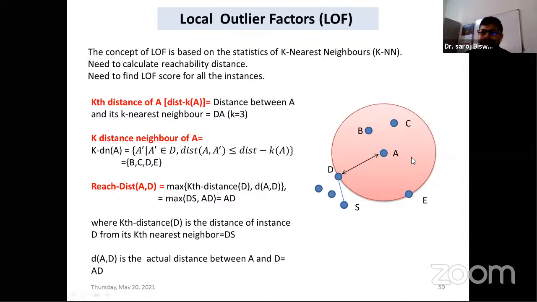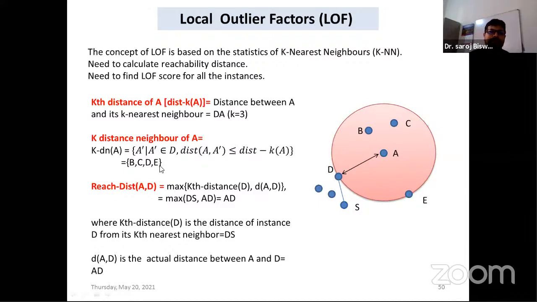Similarly, we can find C. If you find the distance of A and C, this distance is less than dA. So C again comes under that. Similarly, now we can find D. The distance of A and D is less than or equal to dA, the condition is satisfied. That's why D is now included. Similarly, we can find the distance between A and E. The distance of A and E is less than or equal to dA. The condition is true, so E is also included here.